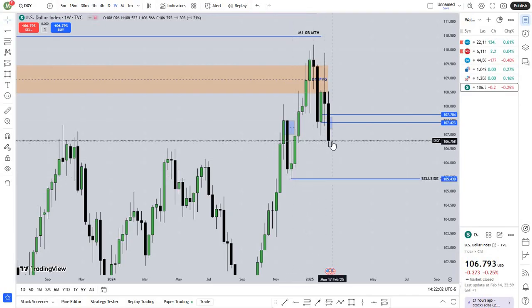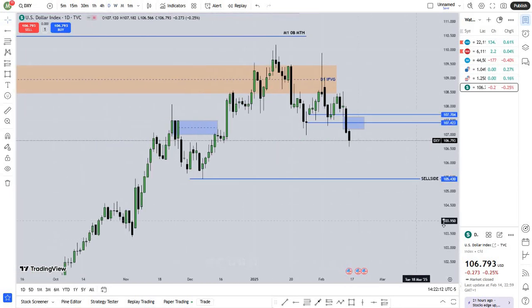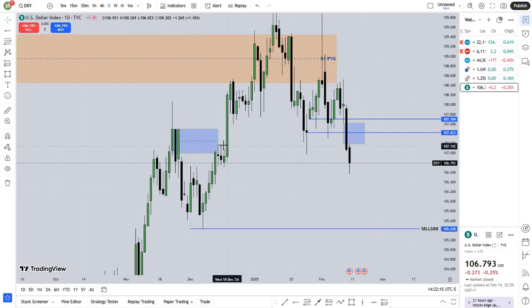Okay, so right now in the weekly time frame, this is another block, so we could have a retracement into it and then drop lower. So let me go down to the daily time frame. So now looking here, this is a breaker block. Okay, this is a high, low, high, high.